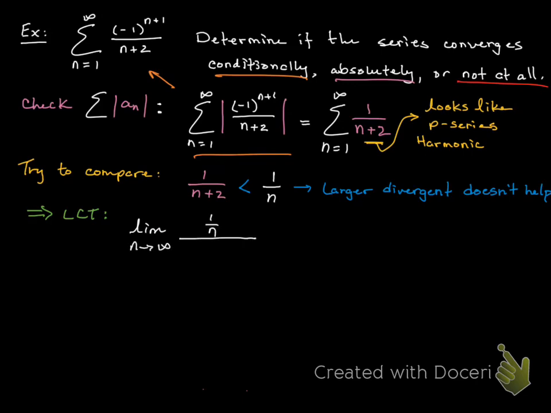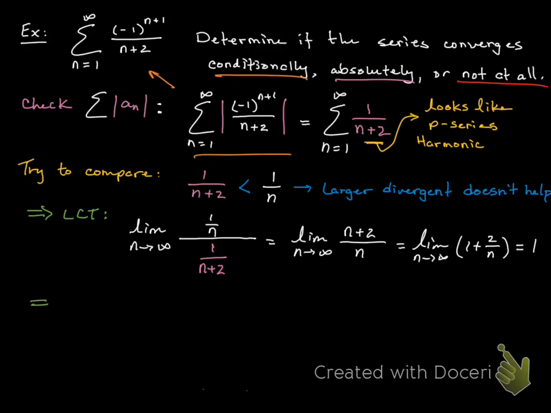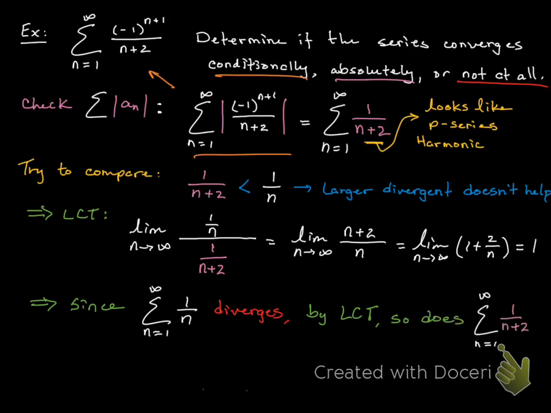I'm comparing 1 over n, which I know diverges, to 1 over n plus 2. My limit here, I'm going to multiply by the reciprocal, n plus 2, then an n in the denominator. Splitting things up, since I have a single term in the denominator, the limit of 1 plus 2 over n is, of course, 1 plus 0, or 1. Since this limit is positive and finite, and 1 over n diverges, by the limit comparison test, so does the sum of 1 over n plus 2.